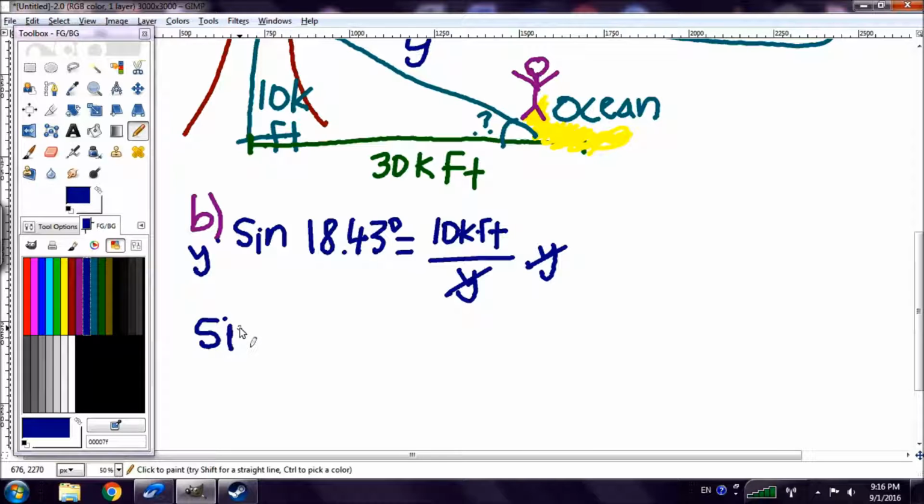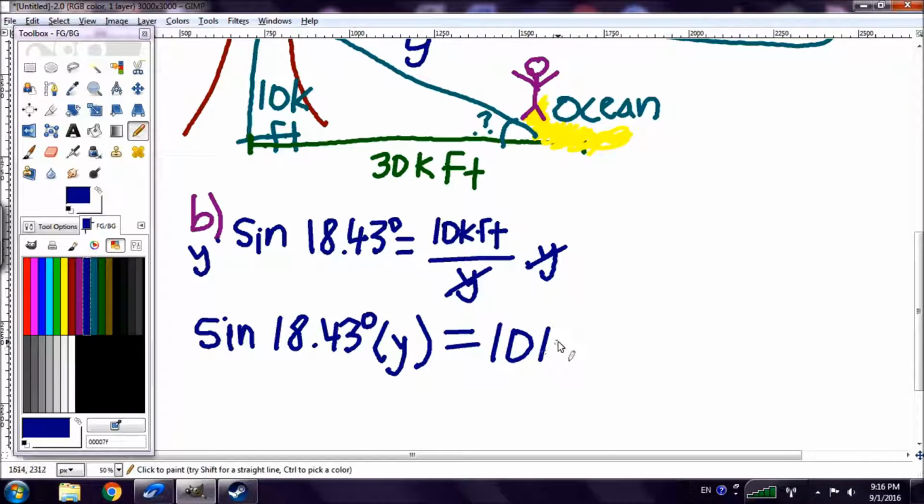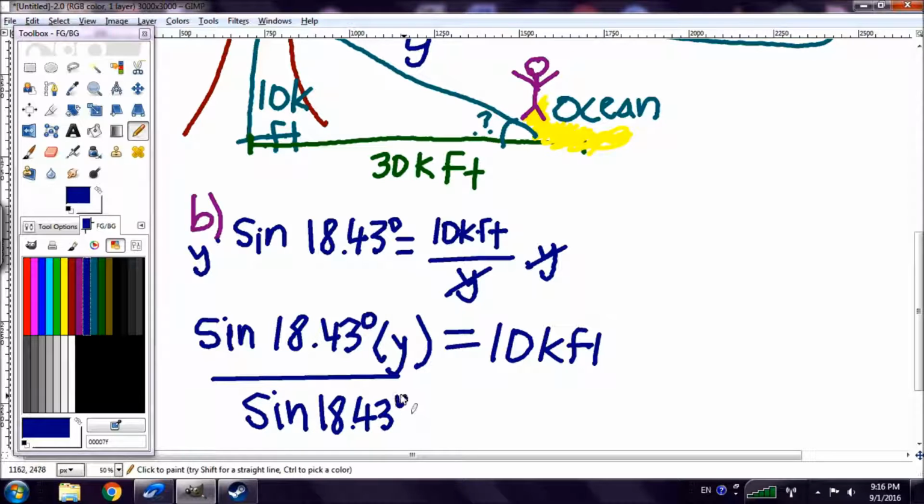sine 18.43 degrees times y equals 10,000 feet. But you want to single y out on this side. So you would divide both sides by sine of 18.43 degrees.